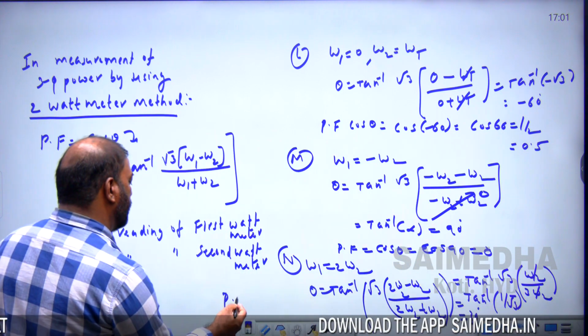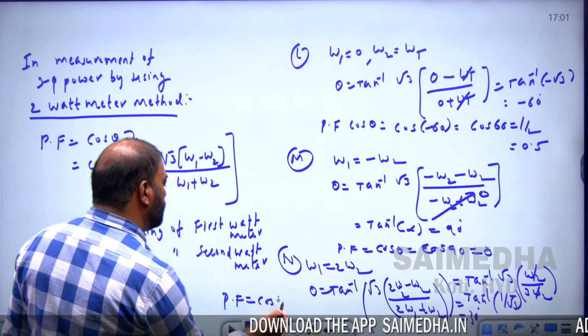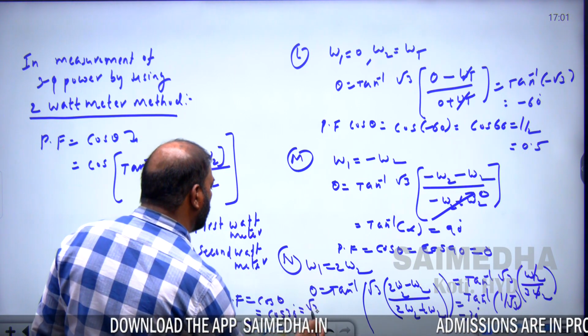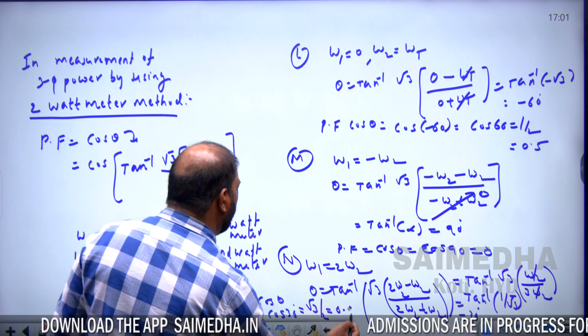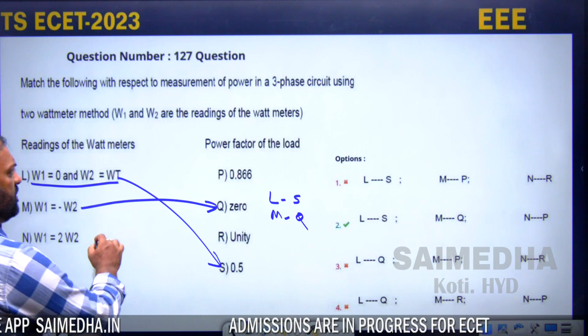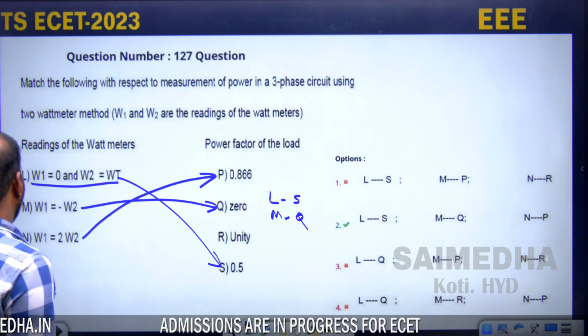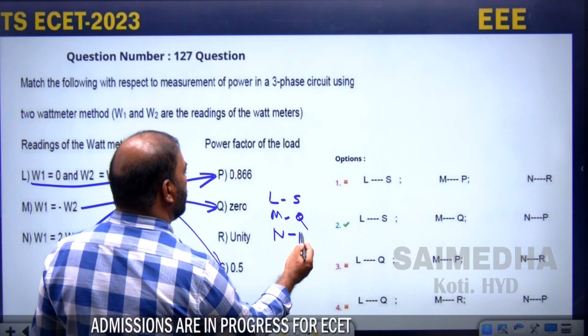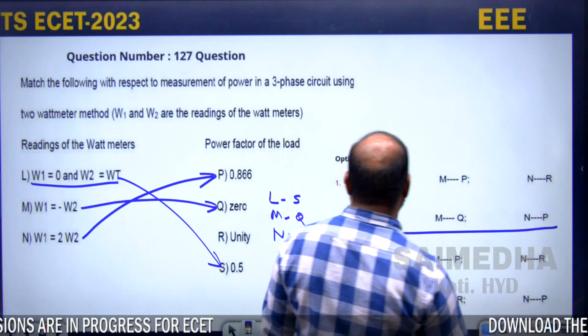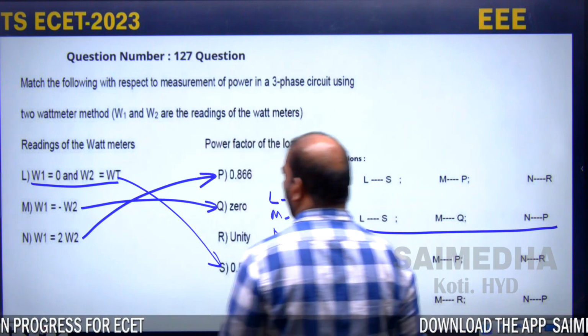Then what about the power factor here? Power factor is equal to cos theta, which is cos 30 degrees, equal to root 3 by 2. It is numerically equal to 0.866. So for this case the power factor is about 0.86. So N is mapped with P. So L S, M Q, N P. It is clearly mentioned in option 2. So option 2 is the right answer.